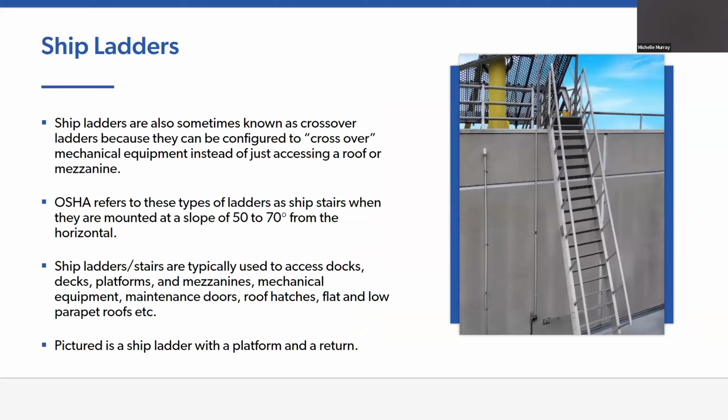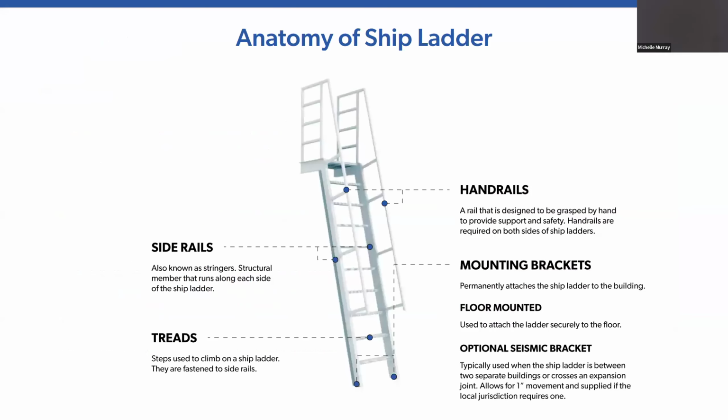And we're going to move on to ship ladders, also known as crossover, because they can be configured to cross over equipment or roof to roof. What you see there is a ship ladder with a platform and return. Looking at the anatomy of a ship ladder, all of these will have the same features, including handrails, side rails, treads, and mounting brackets.